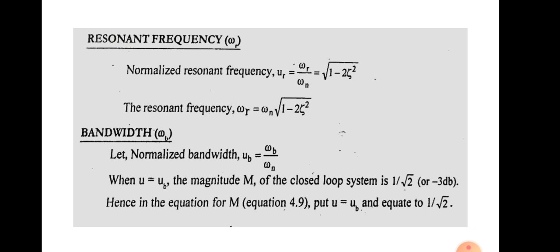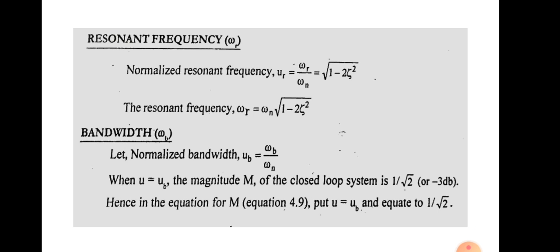In this session, we will discuss the frequency domain specifications, and it is a continuation from the last session. We have discussed the first frequency domain specification, that is resonant peak or Mr, and we have got the equation for the resonant peak as 1 by 2 delta into square root 1 minus delta square, or it can be written as 1 by 2 epsilon into square root 1 minus epsilon square.